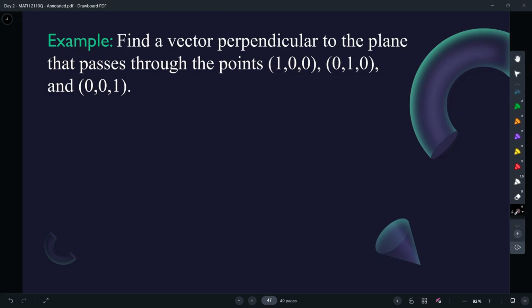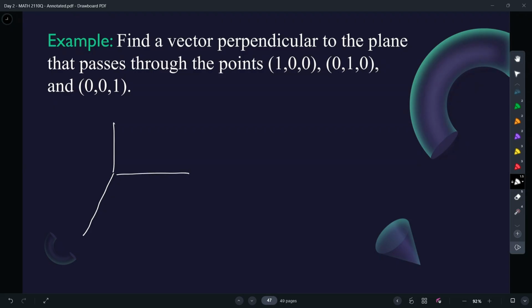Okay, so now we're ready for our goal, which was to find a perpendicular vector to a plane. And then next, in the next section, we'll figure out how to write equations of planes given this information. But suppose I have the following.